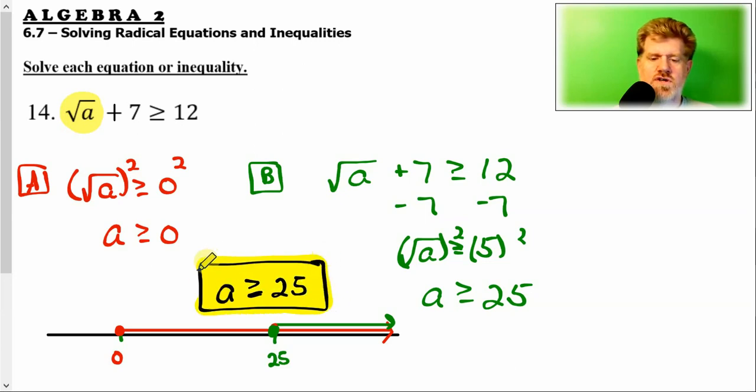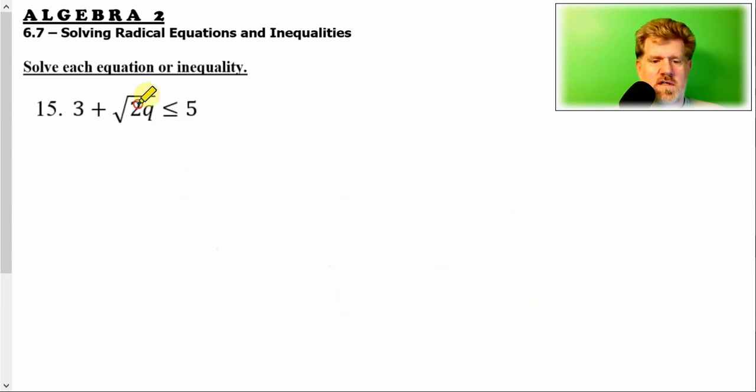So what I'm going to show you is this method. You're going to find both answers. You're going to graph them on a number line. And the answer is where they both are true. All right. Let's see the next couple and see if we can clear this up a little bit.